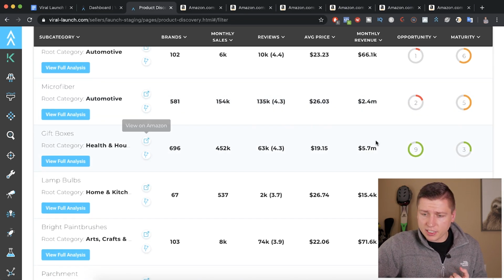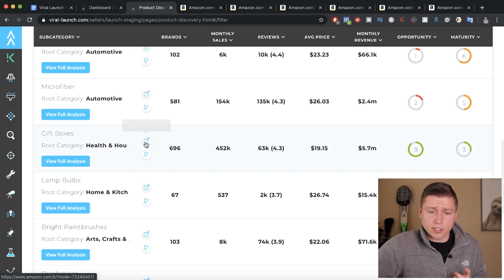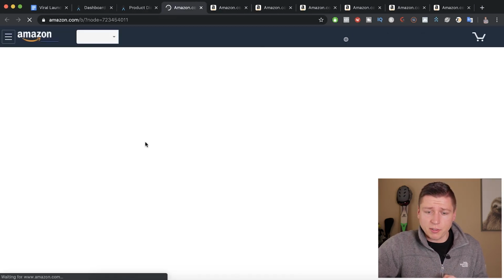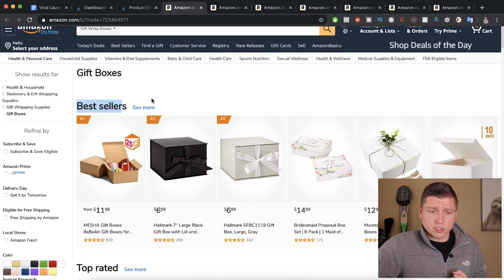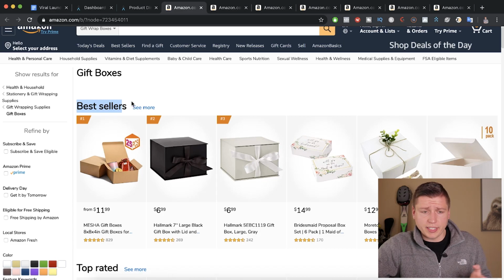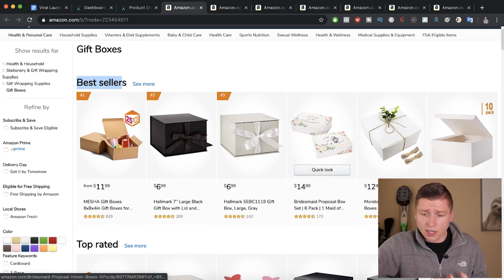So gift boxes, the next one with the high opportunity score. So let's just trust Viral Launch and see what they say here and see what we come up with. So we're in gift boxes, right, guys? The best sellers list for this. So it's like going to best sellers right here, but going all the way down to gift boxes, but we just got there a lot quicker, right? And we can see all these different ones for different holidays, right?